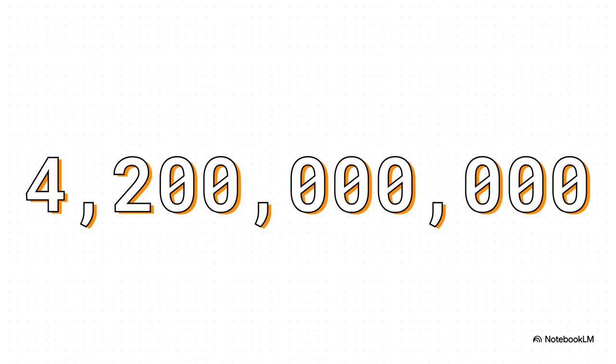Modern computers are, quite frankly, terrifyingly fast. When you see a spec sheet advertising a 4.2 gigahertz CPU, remember that the prefix giga means billion. So that processor is executing 4.2 billion fetch, decode, and execute cycles every single second. It's just an almost unfathomable level of mechanical speed.